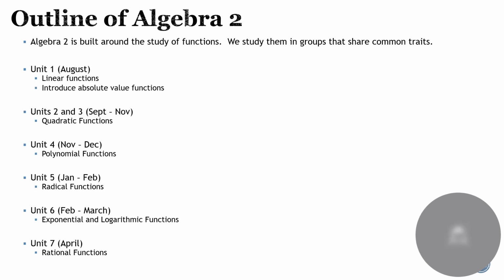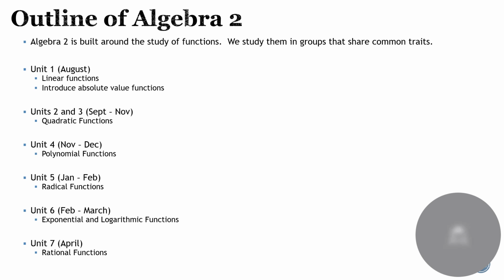Now, here's our outline of Algebra 2. I mentioned at the beginning of this lesson that at the end, I was going to take you through the entire course. So as it stands, as of the recording of this video, we have 7 units. Algebra 2 is built around the study of functions, and we study them in groups that share common traits. So Unit 1, which we typically can cover in August, is linear functions, and then we're going to introduce a little bit of absolute value.